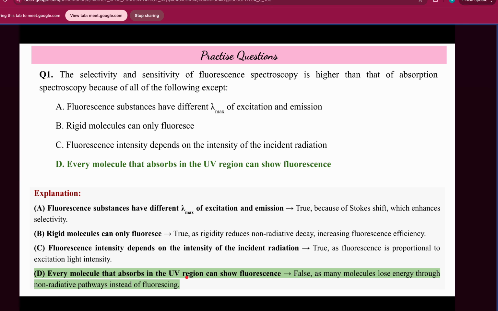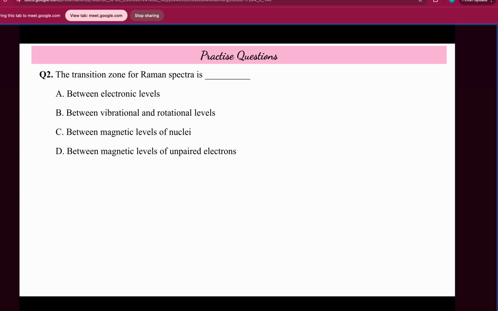And option D was that every molecule that absorbs in the UV region can show the fluorescence. This is false because many molecules lose the energy through non-radiative pathways instead of fluorescing. We have seen that if a quencher molecule is present, there is a possibility that it does not fluoresce. Now question number 2: the transition zone for the Raman spectra is option A, between electronic levels; option B, between vibrational and rotational levels; option C, between magnetic levels of nuclei; and option D, between magnetic levels of unpaired electrons.